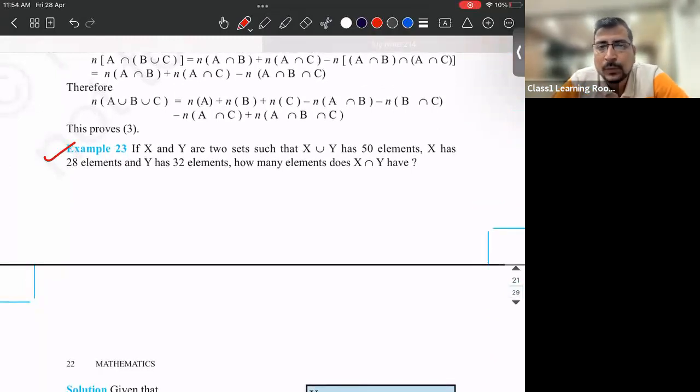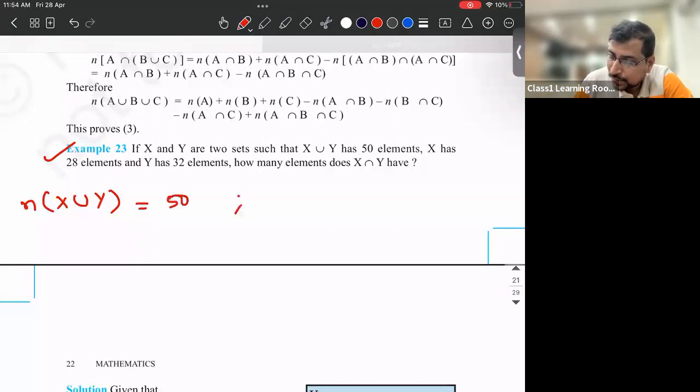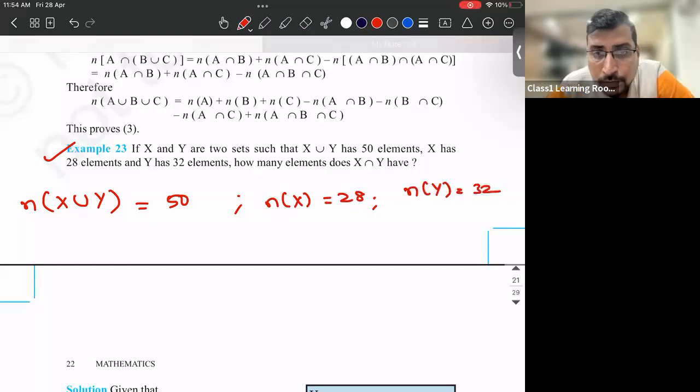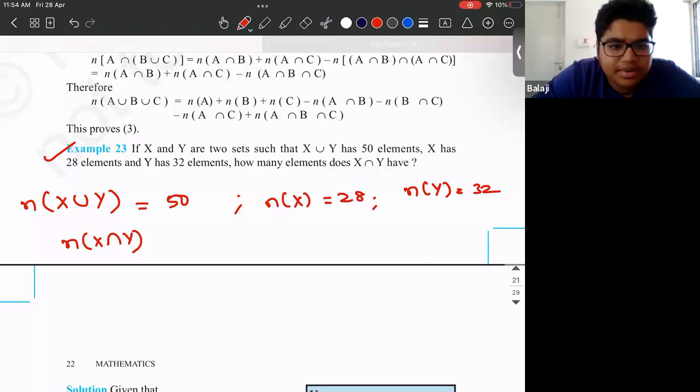If I take X and Y to be 2 sets such that X union Y has 50 elements, meaning the number of elements in X union Y is 50. The number of elements in X is how much? 28. And the number of elements in Y is 32. Then how many elements does X intersection Y contain? 10.